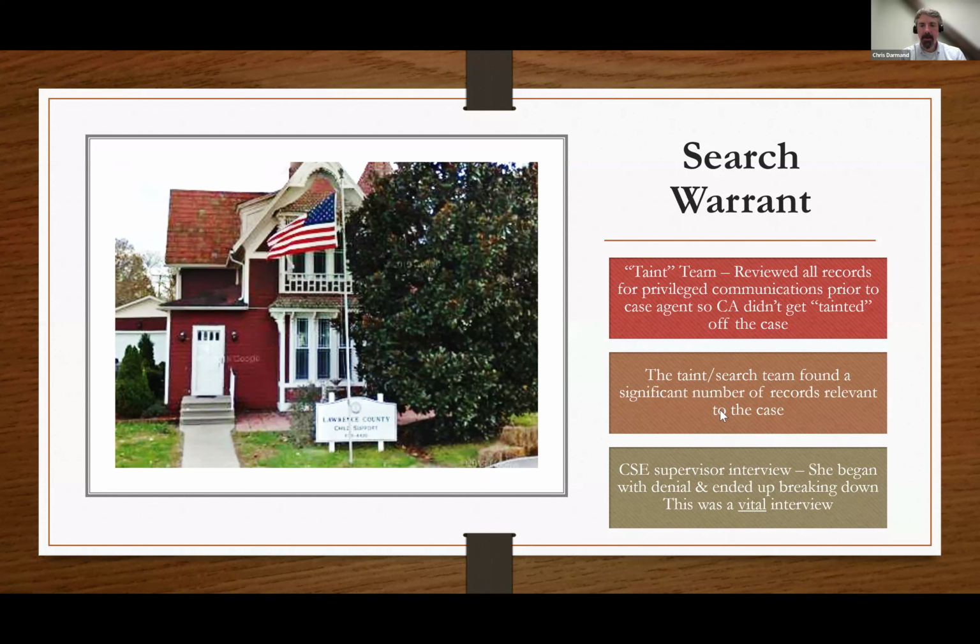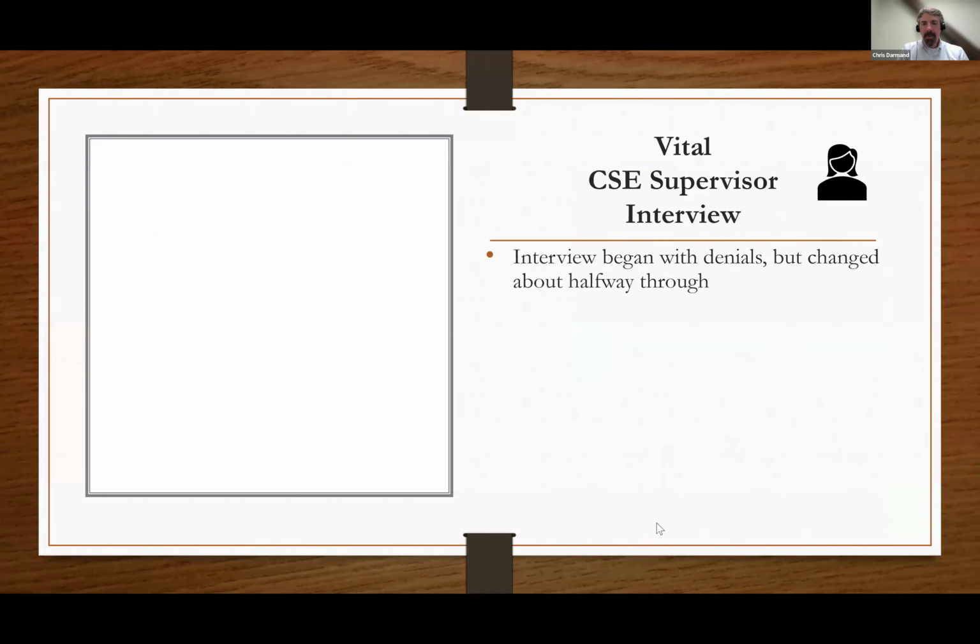Also on that day, the current supervisor for the Child Support Enforcement Office was interviewed. And at first, she was, I wouldn't say defensive, but just not really forthcoming with answering our questions. But as the interview progressed, and she started to understand that we knew a little bit more than she thought we did, she started to open up and explain more detail. So from that interview, as I said, kind of denials, but tone changed about halfway through, and she revealed that Mr. Hogan had been lying on his timesheets for quite some time.